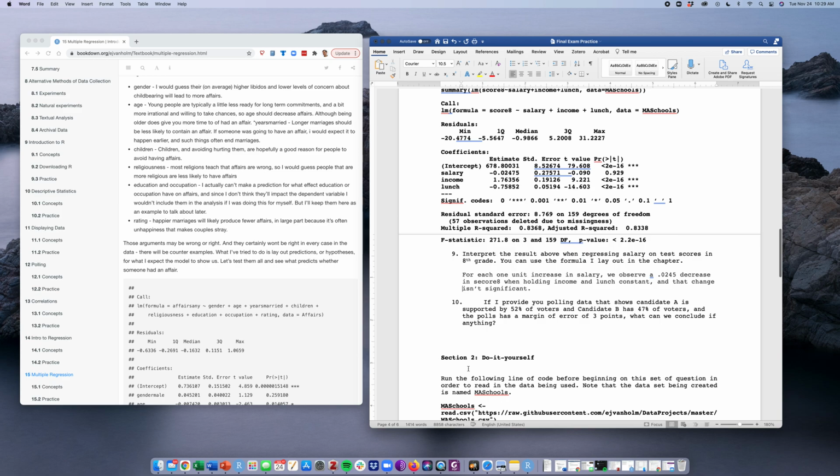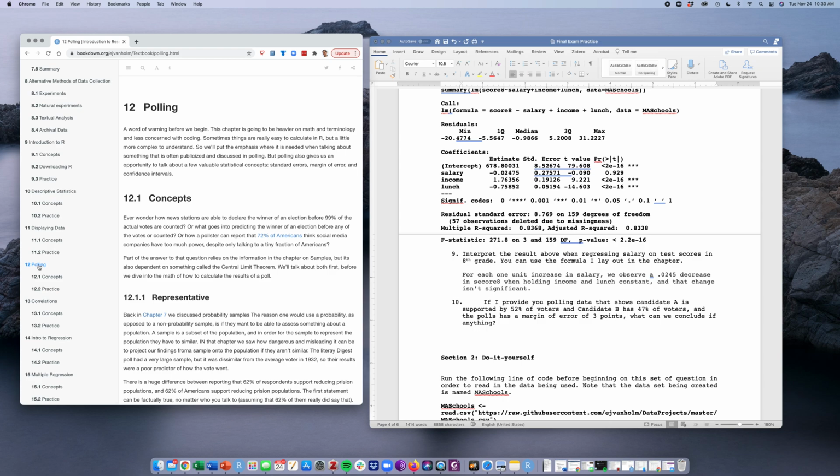So for the final question, because this is going to have to use different data than MA schools, I go back to polling. And so this final question is just asking about some data where I give you all of the information you need. I tell you that candidate A has 52% of voters and candidate B has 47% of support amongst voters. And the poll has a margin of error of 3 points. So you can think about drawing this out yourself.